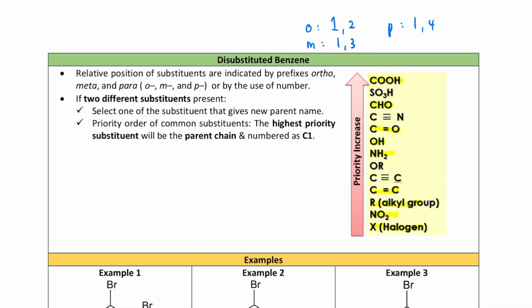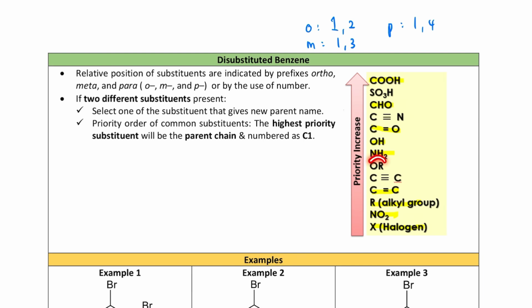Other than that, maybe you will encounter OH yang selalu kita jumpa lah. Ini CHO ni aldehyde lah. So this is aldehyde. Okay, alright, and then kalau CN jaranglah sikit. NH2, yes, kita jumpa juga. NH2 is amino. Okay, and then OR ni bukan OR. OR means O bonded to carbon yang tak kisahlah berapa banyak carbon pun.